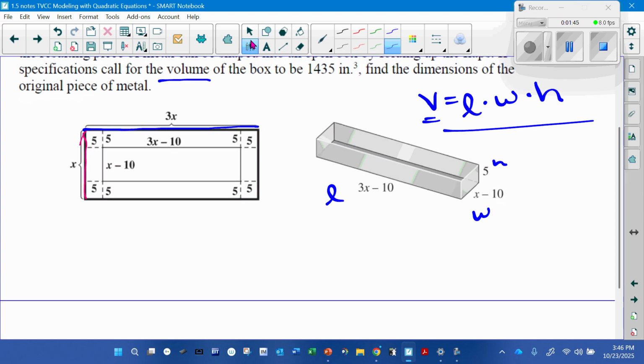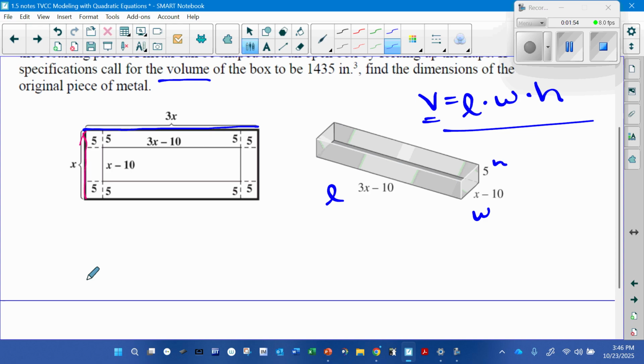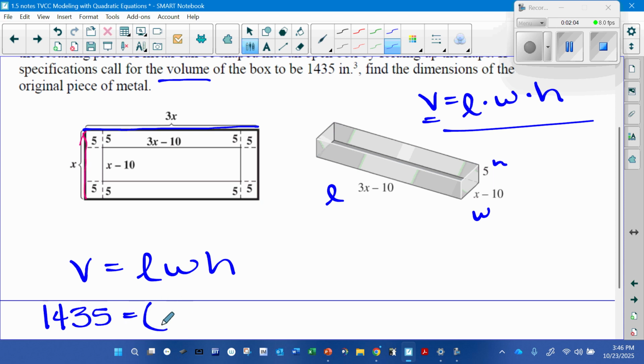So we've got, okay, for whatever reason, there's a box. Okay, so we're going to go volume is length times width times height. Our volume is 1435. Our length is 3x minus 10. The width is x minus 10. And the height is 5.